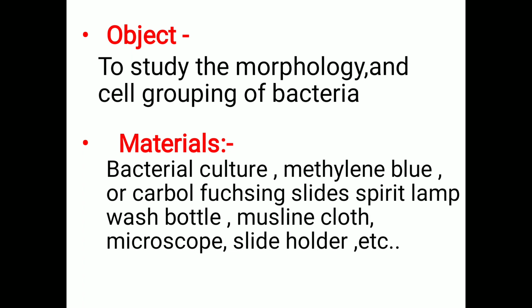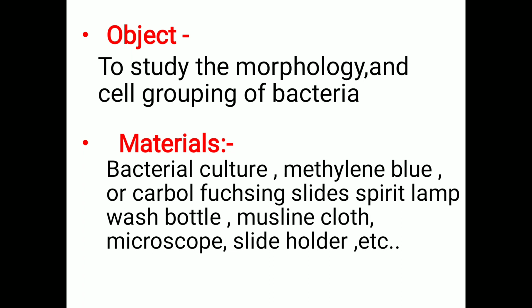The first objective of simple staining is to study the morphology and cell grouping. As we know, different groups of bacteria are observed, so we can observe the different groups of bacteria under the microscope. We observe the size and shape of the bacteria under the microscope. So with the help of staining we can study all that morphology and grouping of bacteria.